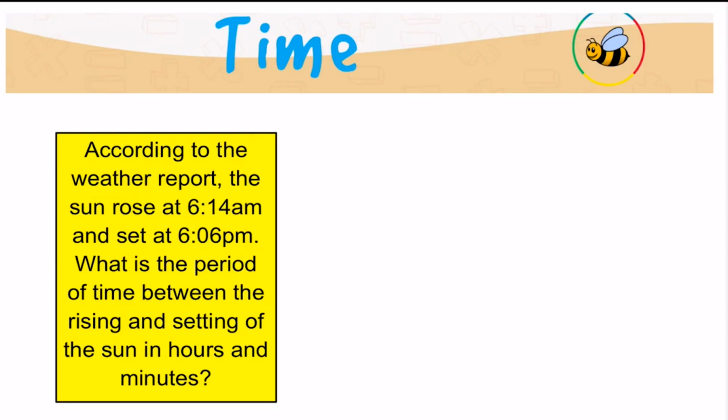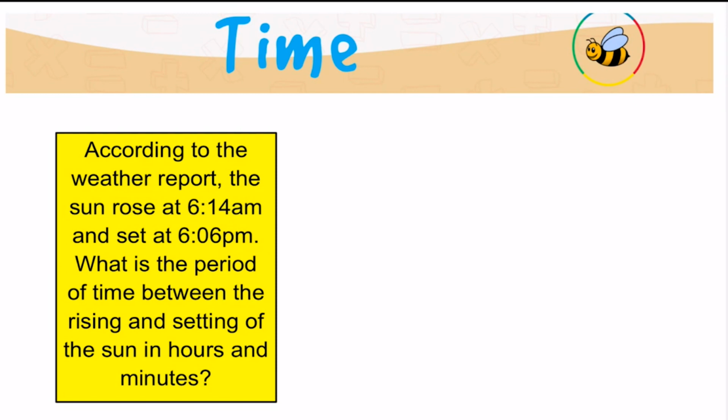According to the weather report, the sun rose at 6:14 a.m. and set at 6:06 p.m. What is the period of time between the rising and the setting of the sun in hours and minutes?